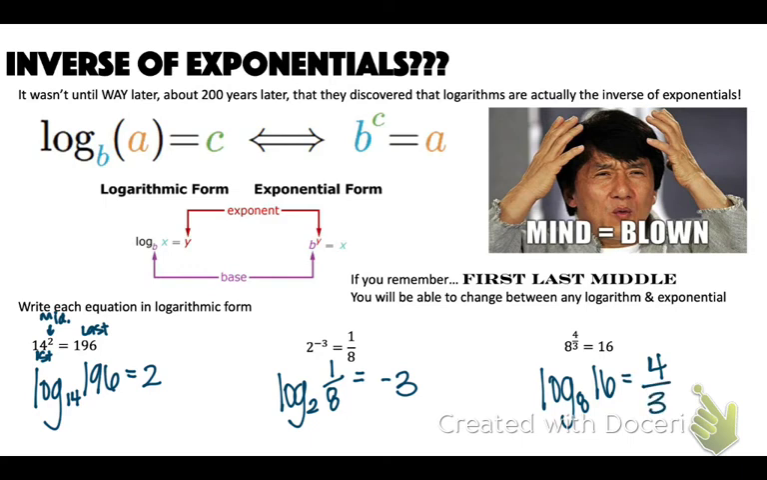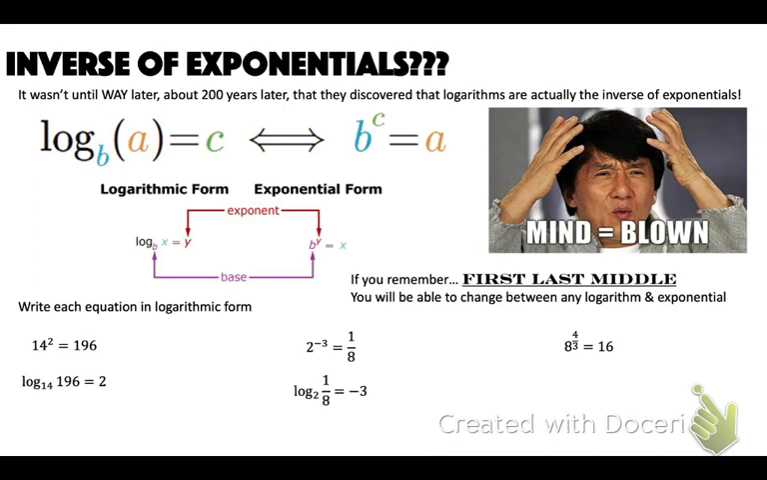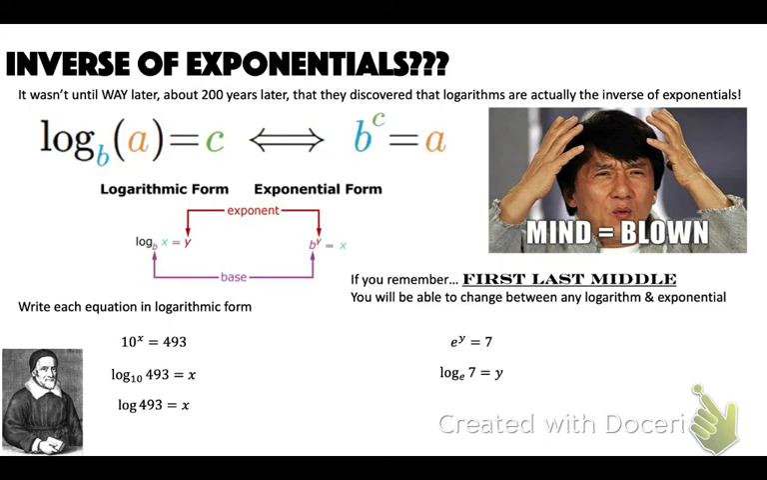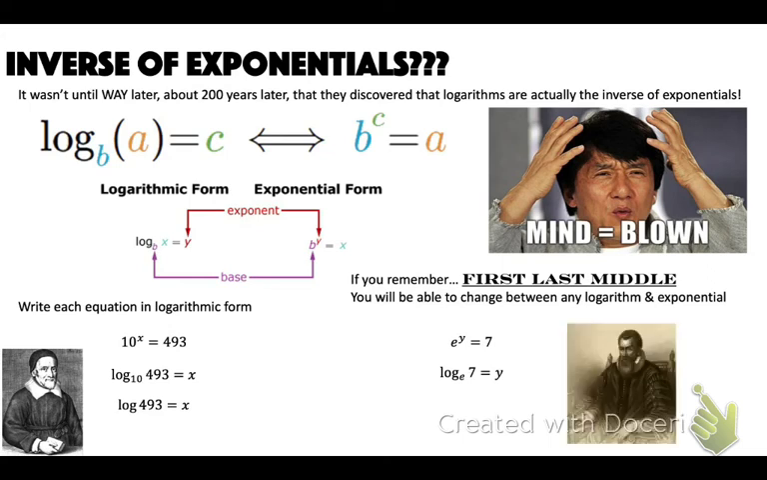Cool? So that's log base 14, blah, blah, blah. We did these. Okay? These ones. So if we have 10 to the x equals 493, well, we can rewrite that as log base 10 of 493 equals x, which log base 10 is just the same as log. So log of 493 equals x. This one, log base e of 7 equals y, which log base e is ln, so that's ln of 7 equals y.